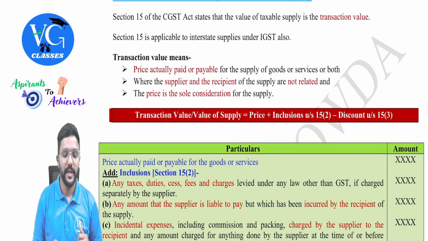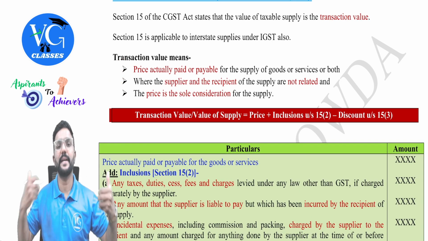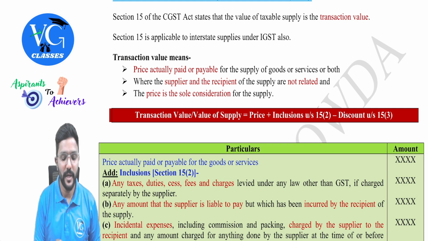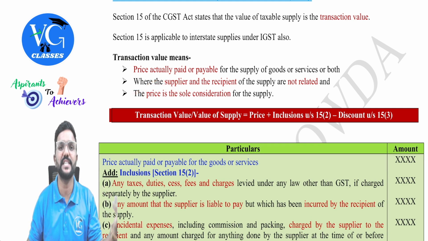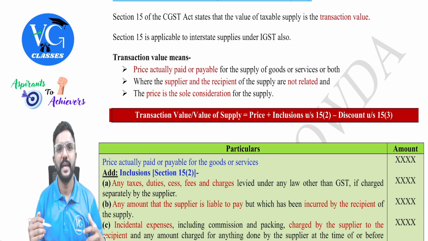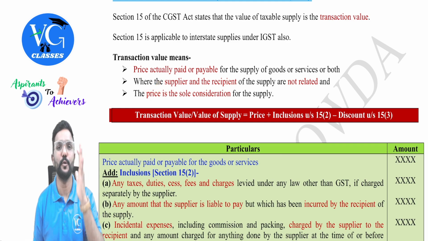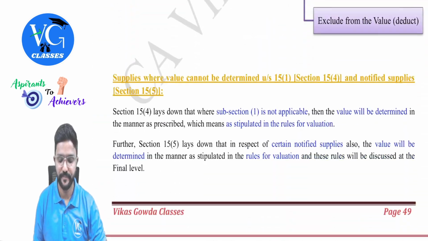Now, if any of this condition is missing, guys, for example, supplier and recipient are related, or price is not the sole consideration. For example, at least part of the consideration is in kind, like exchange, or full consideration is in kind, like barter. Sir, in that case, we cannot decide the value of supply as per section 15. So we cannot take price. In that case, we need to refer to valuation rules, people. Valuation rules. That is what is given here.